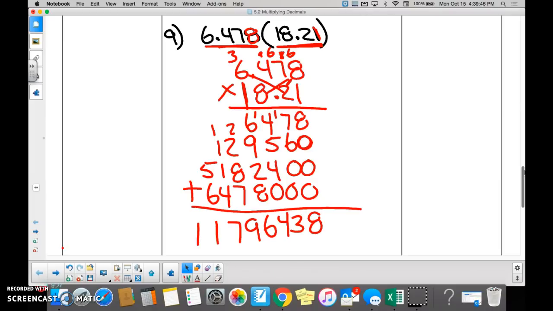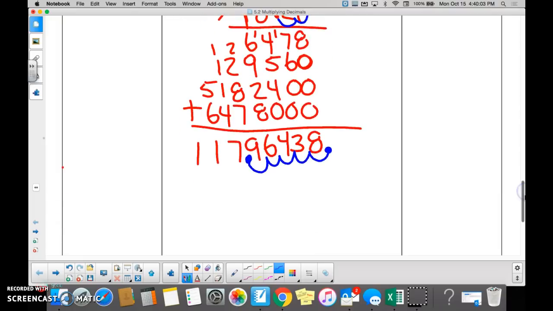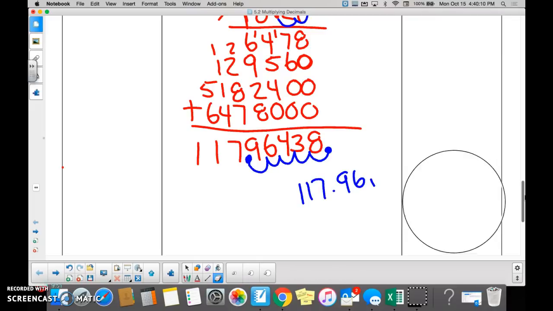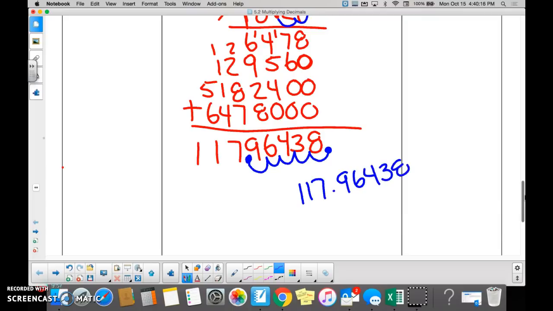We need to get the decimals in the right spot. Decimal point is 3 places in on the top number. Decimal point is 2 places in on the bottom number. So that means I'm going to start right here where my decimal always is at the end of a number and move it in 1, 2, 3, 4, 5. My answer is in total 117 and 96,438 hundred thousandths.